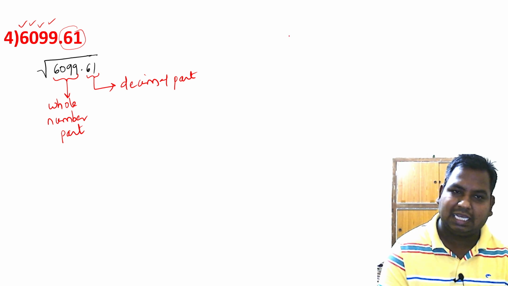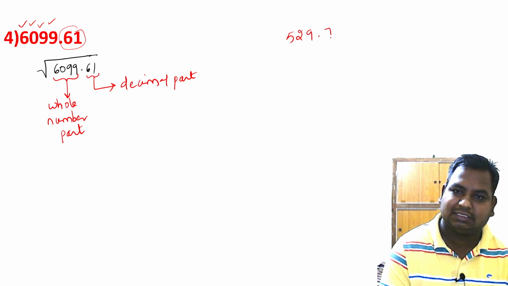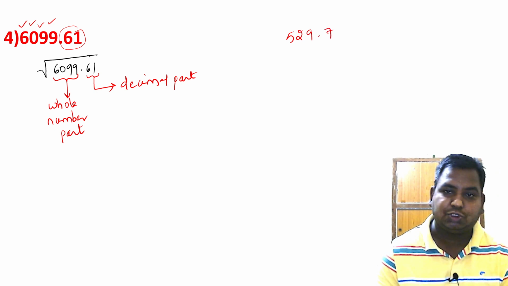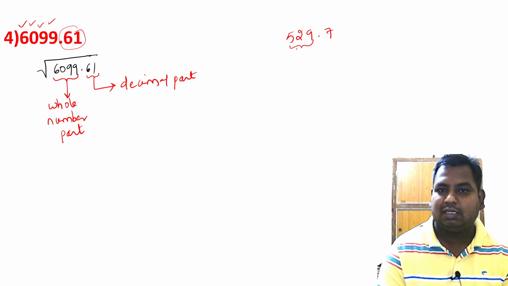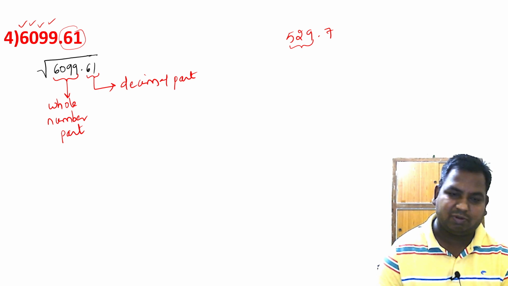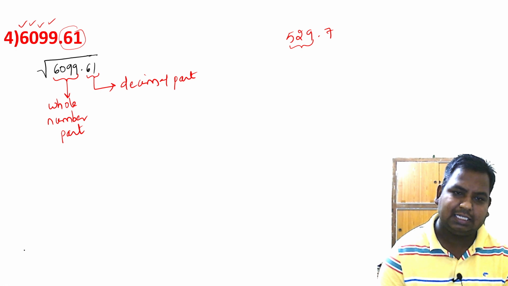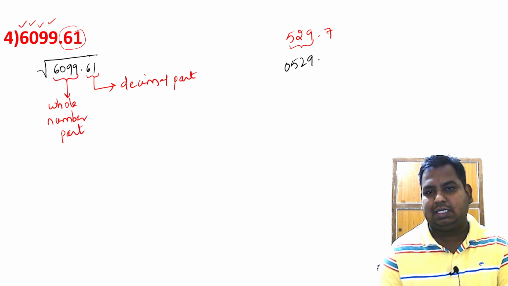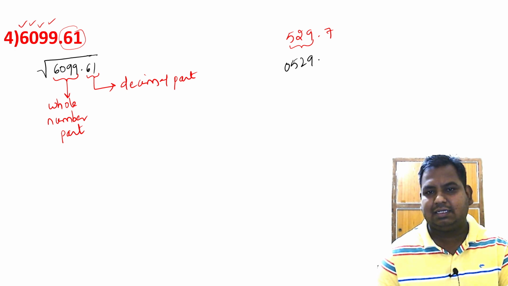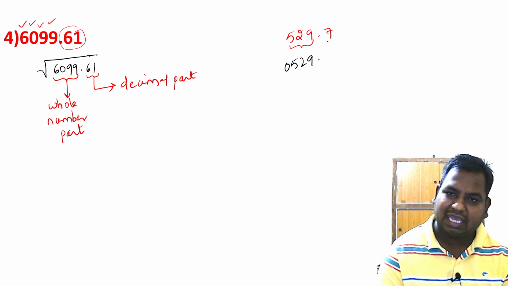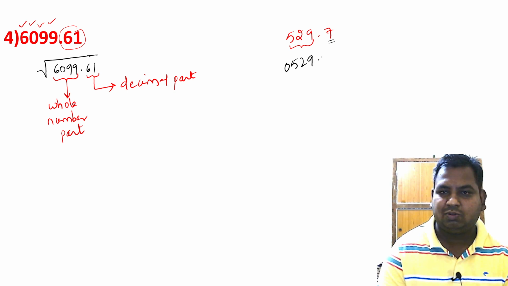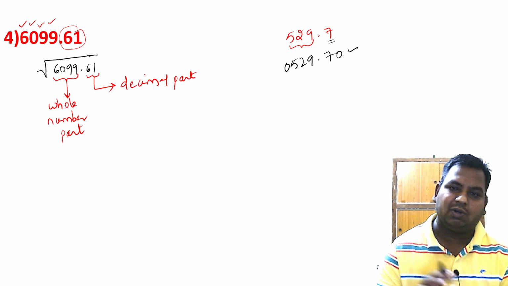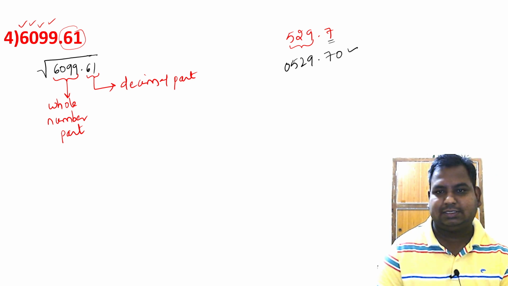But here if you have something like this, if you have 529.7, for example I am saying. So what you should do here, you need to convert the number of digits in the whole number part as even number of digits. How will you convert? By adding 0 in the beginning. Similarly, you need to convert the digits present in the decimal part as even number of digits. Here we have only one digit. So what I will do? I can add 0 at the end to convert it into even number of digits.